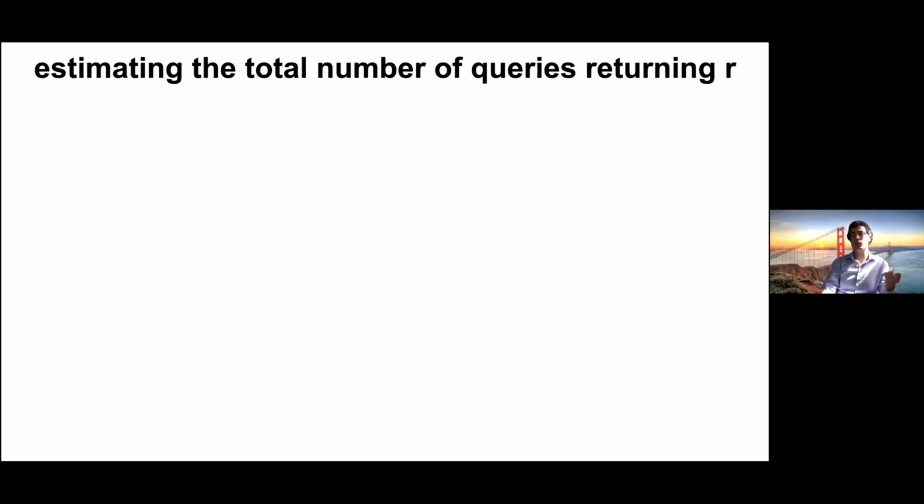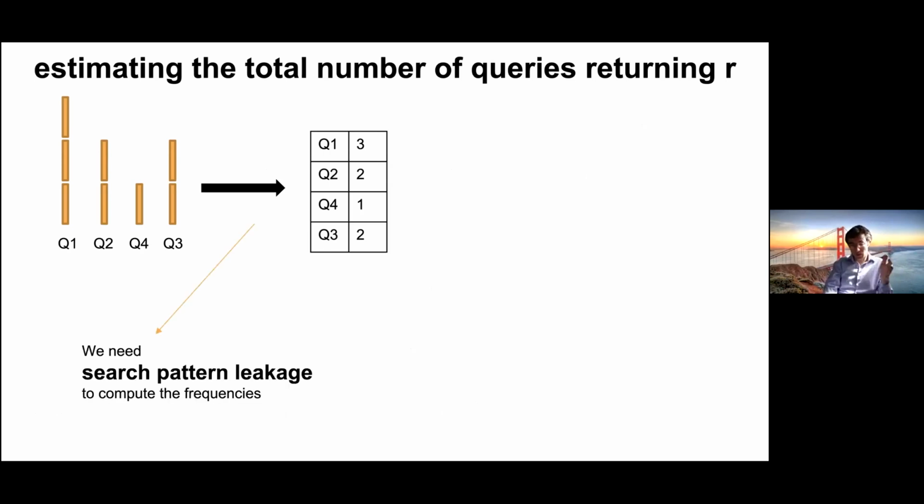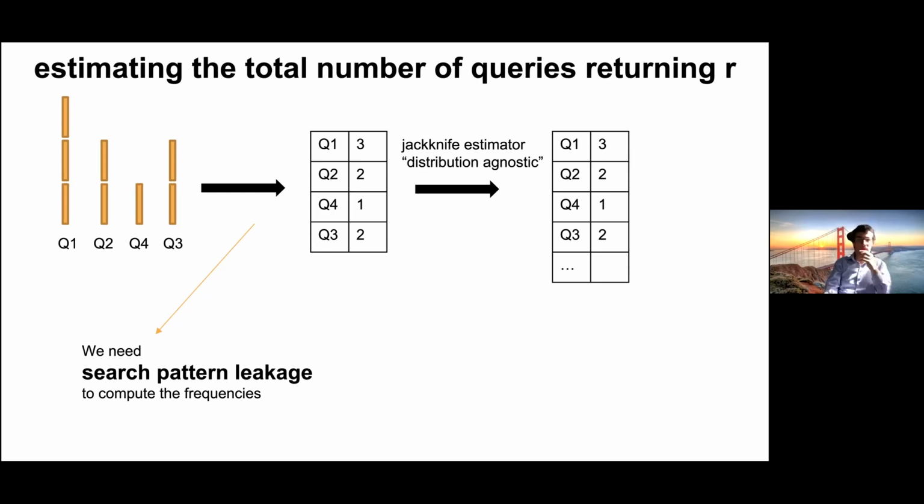To estimate the total number of queries returning R, here's what we're going to do. We build up these towers, right? Q1 returns R has been observed 3 times, Q2 returns R has been observed 2 times, and so on and so forth. This is the input to the adversary. Now we build this table, and recall that to build this, we need the search pattern leakage. So this is where the search pattern leakage comes from. Now we're going to use this notion of the jackknife estimator that allows you, if you have this table of frequencies, to estimate the support size of the distribution. Support size of the distribution meaning how many potential values the distribution has that could return R.